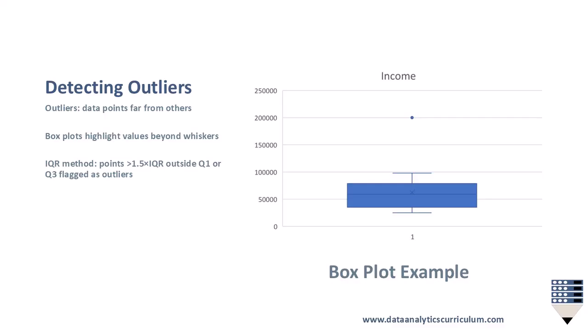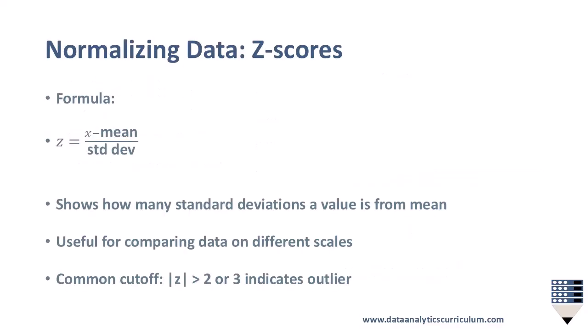Detecting outliers. Outliers are data points that are much higher or lower than the rest. A box plot highlights outliers as points beyond the whiskers. Using the interquartile range method, any point more than 1.5 times the IQR outside the first or third quartile is considered an outlier. Spotting outliers is key because they can distort averages and affect model accuracy.